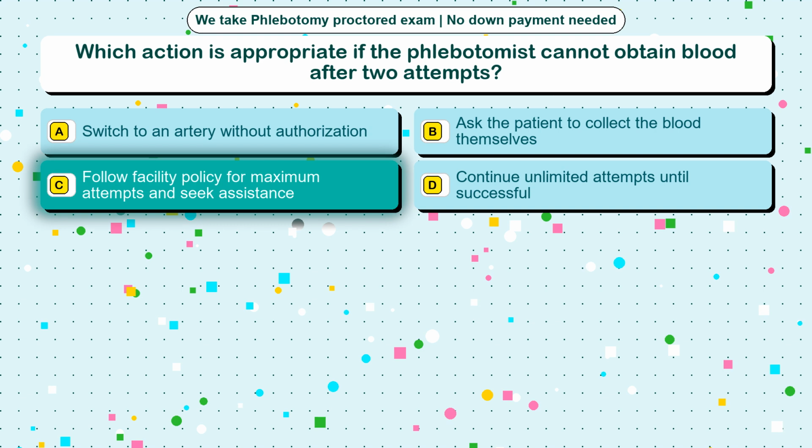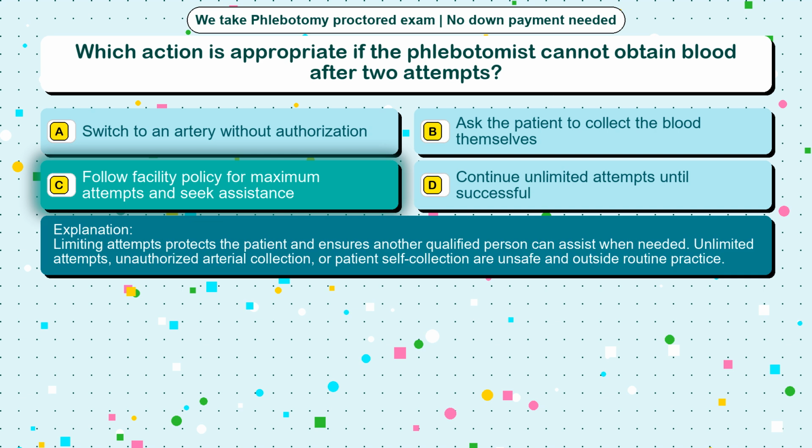The correct answer is option C, follow facility policy for maximum attempts and seek assistance. Limiting attempts protects the patient and ensures another qualified person can assist when needed. Unlimited attempts, unauthorized arterial collection, or patient self-collection are unsafe and outside routine practice.